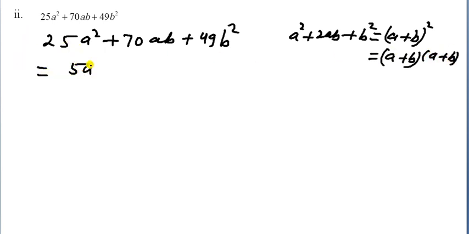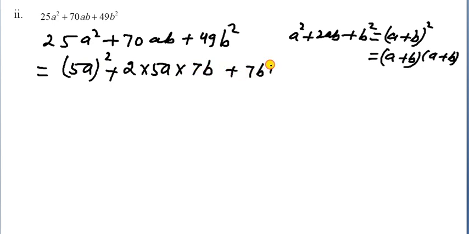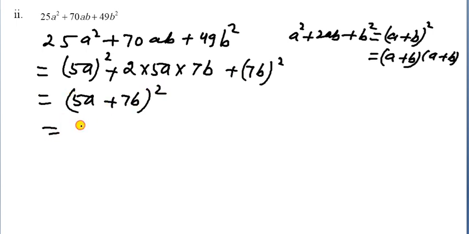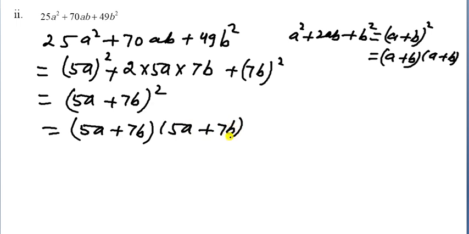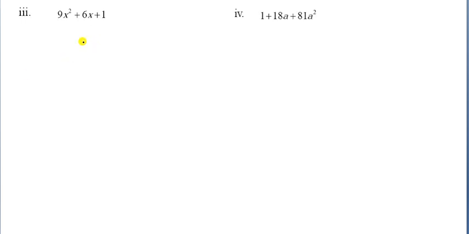So that one is (5a) whole square, and here is 2 into 5a into 7b, and here is (7b) whole square. So it is the perfect square, so you have to write (5a + 7b) whole square, and it will be written as 2 times, so (5a + 7b) and (5a + 7b). So that one is your answer. So you have to write it, and you can do it very well. So let us see what will happen in the next question.